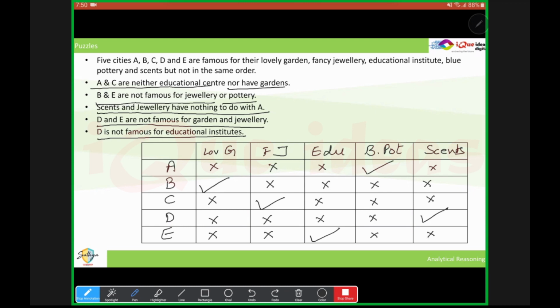So by the time I have read the last clue, I have also connected every single city with the particular thing that it is famous for. So this is also relatively a very easy thing. This is just an indicator of how grids or tables can be used to solve connecting data puzzles. Hope everybody got this one.